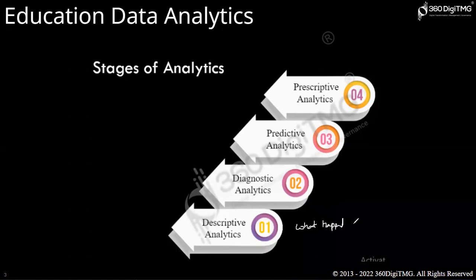What happened in the data? So if we take marks of a student, okay. If I am taking the marks for 4 different semesters, or we take a department, we have a computer science department.